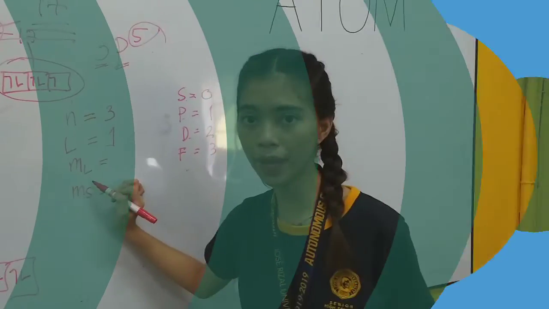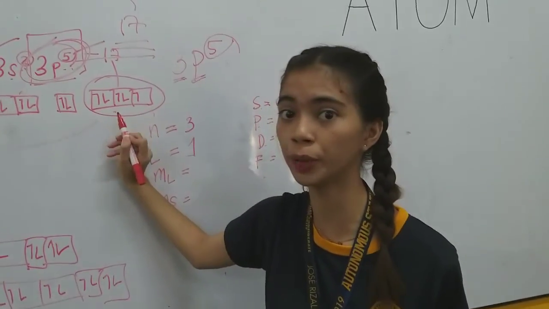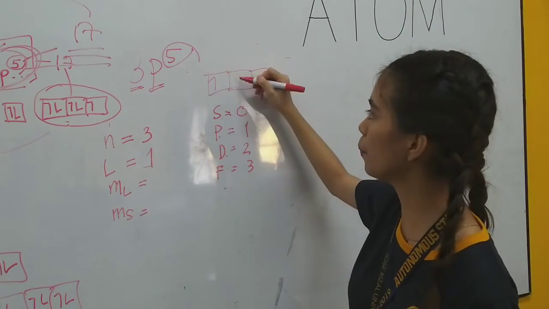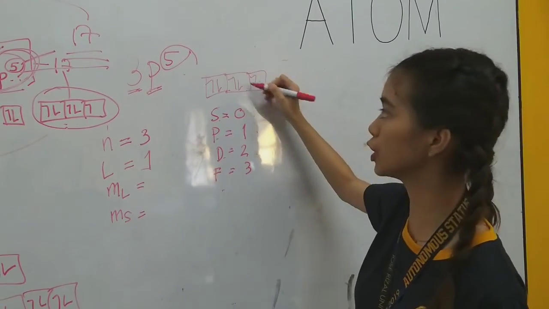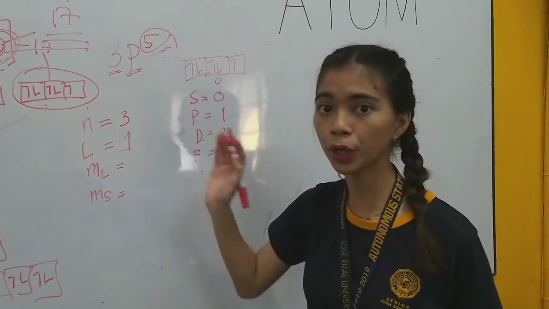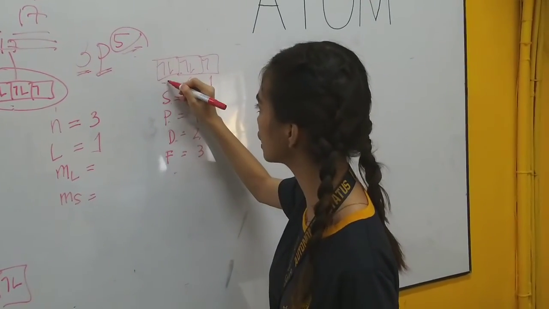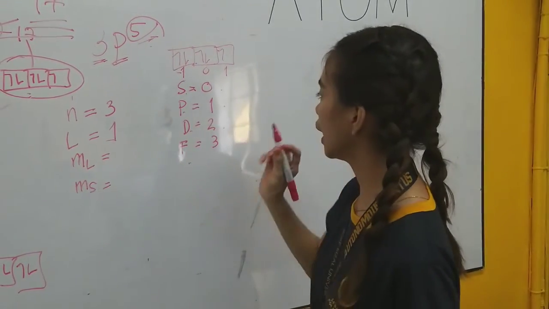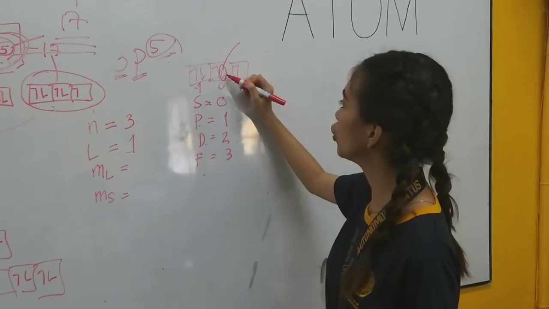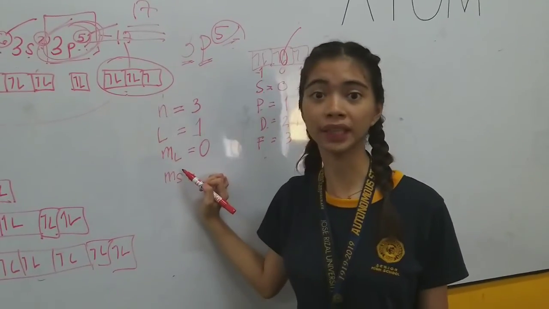To find the m sub l, or your magnetic quantum number, you have to base it on your boxes, or your orbital diagram. Your last part is 1, 2, 3 boxes, up, up, up, and down, down, which is equal to 5. For that, you put 0 in the middle box, positive 1 on the right side, and negative 1 on the left side. And this is your last arrow, right? Then you put 0 for that. That's how you find m sub l, or your magnetic quantum number.